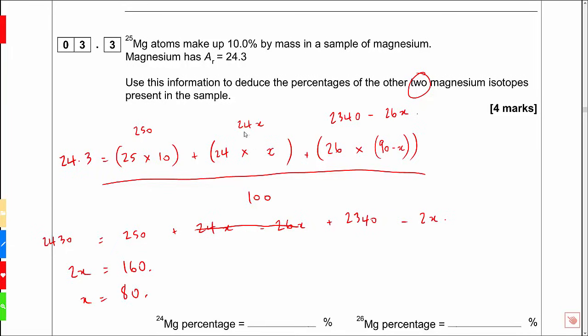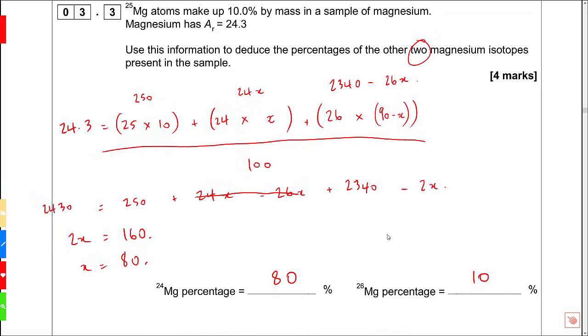Now x was my 24, so magnesium 24 percentage must be 80. Now if the other one was 10, this is 80. Magnesium 26 must also be 10. That isn't a very easy question, particularly if you're not very happy with your maths. As I said, you could go through it on a simultaneous equation format with an x and a y, but you would have to start substituting one back into the other, which you may find is maybe a little bit more straightforward. It might be a little bit more GCSE actually.